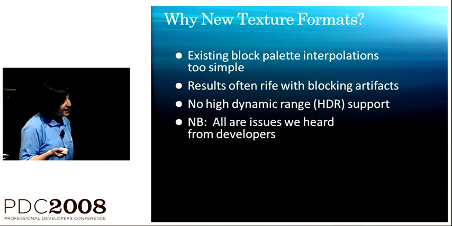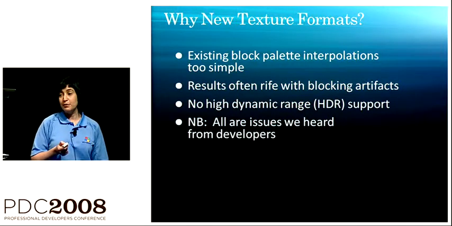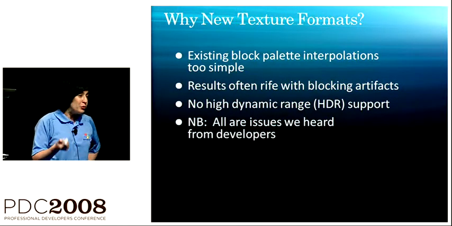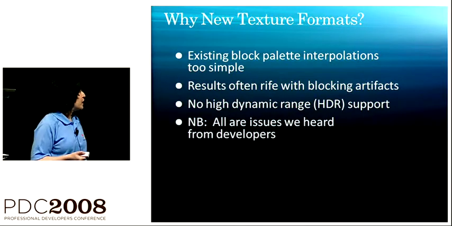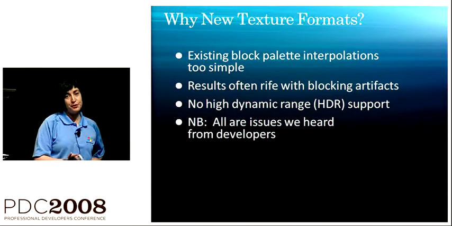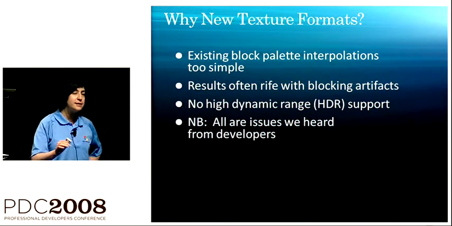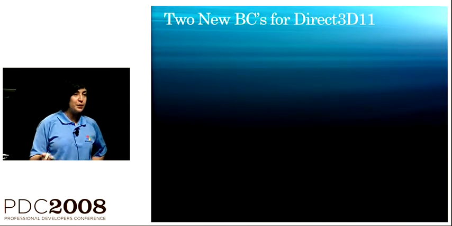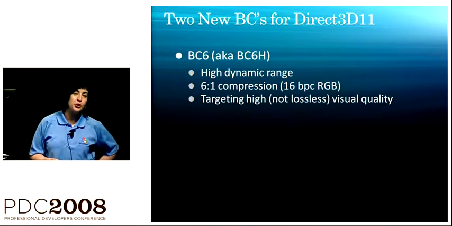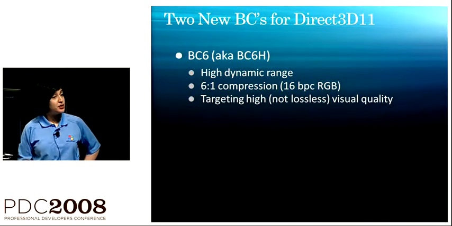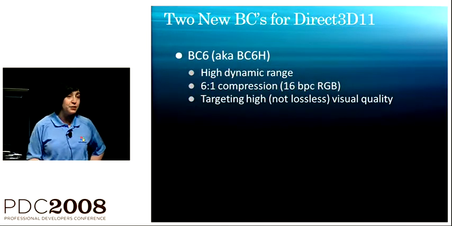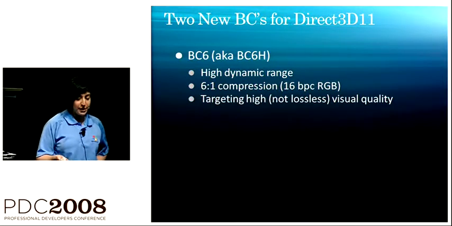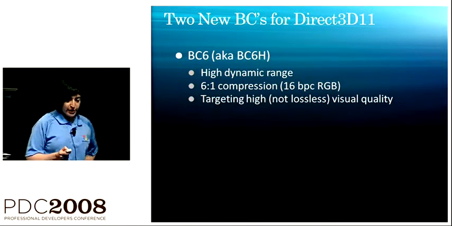We've all seen this. We also don't currently have high dynamic range support, and people really want this for bloom effects and other complex lighting effects. These are issues that we heard directly from developers: hey, fix this, we don't like it, it doesn't look good enough. So because of that, we have two new block compressed formats, or BCs, for Direct3D 11. The first one is called BC6.